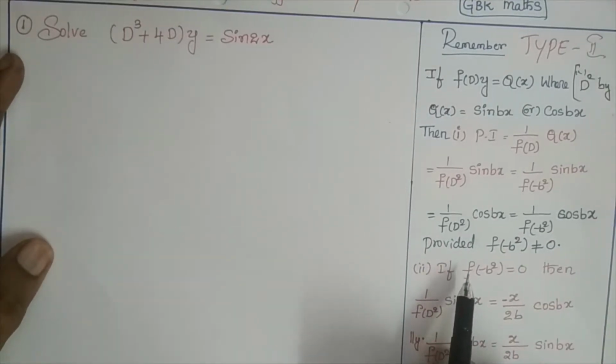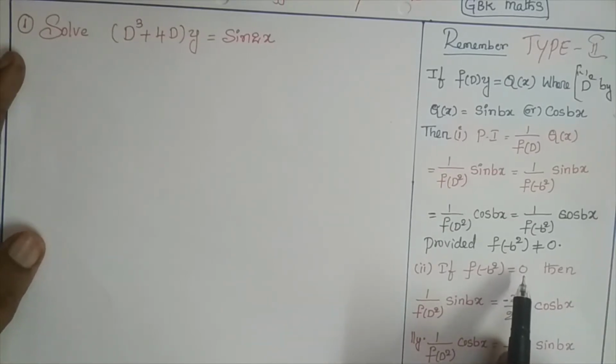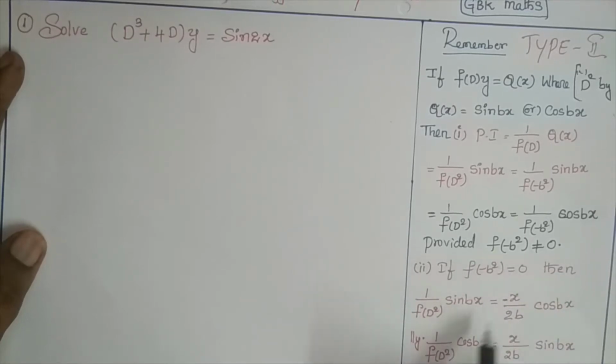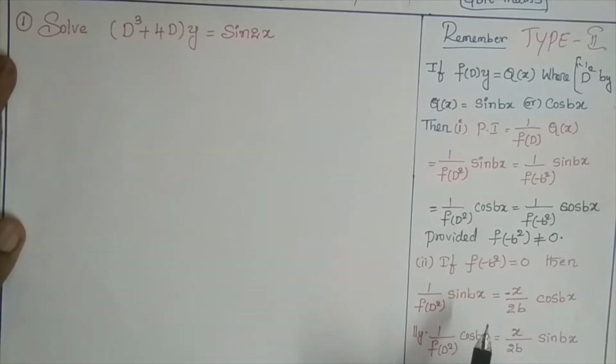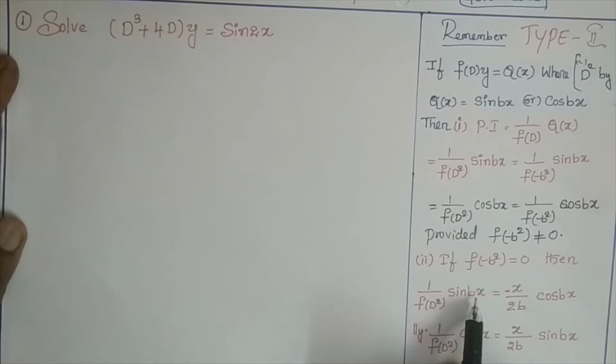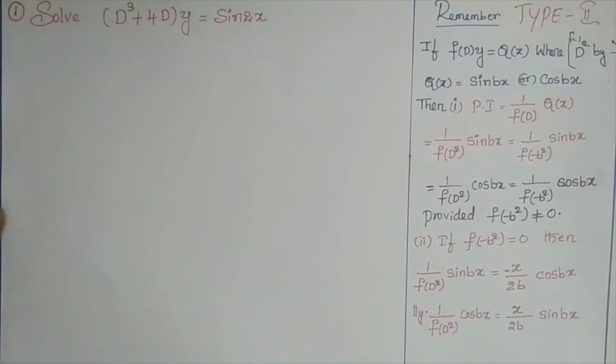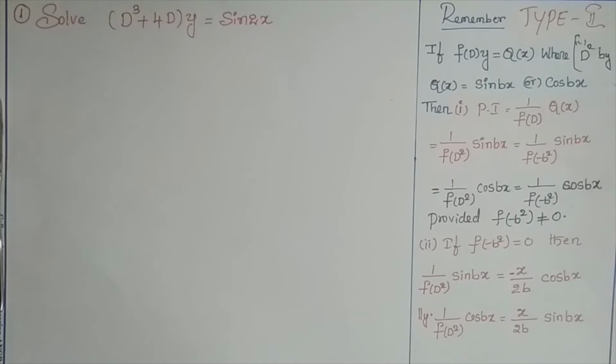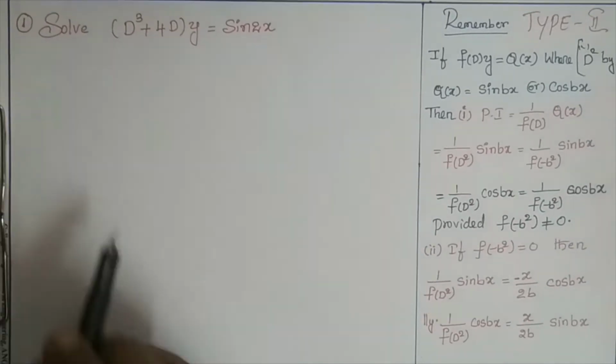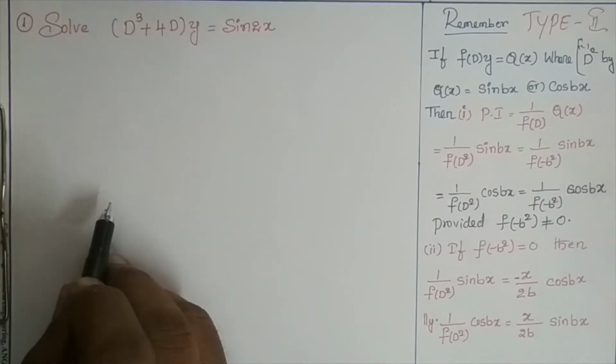In some cases it fails. If f of minus b square is equal to 0, that is, after replacing D square by minus b square it becomes 0, then we have the following two formulas. 1 by f of D square into sin bx can be written as minus x by 2b into cos bx. Similarly, 1 by f of D square into cos bx is equal to x by 2b into sin bx. We should remember these formulas. Now we are going to take one example problem, that is D cube plus 4D into y is equal to sin 2x.